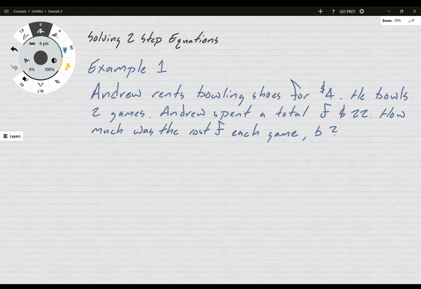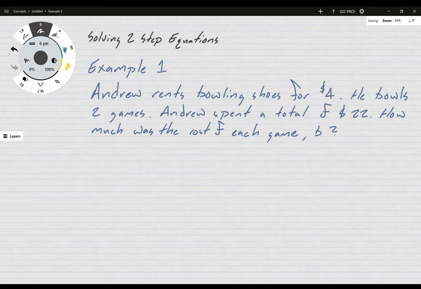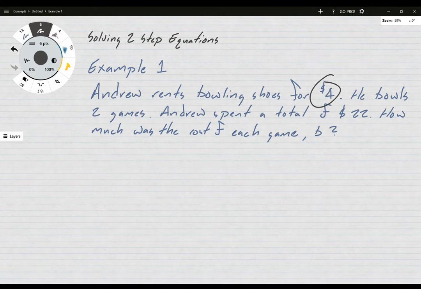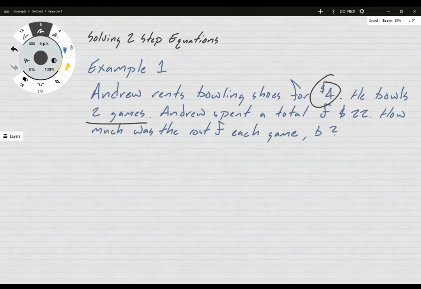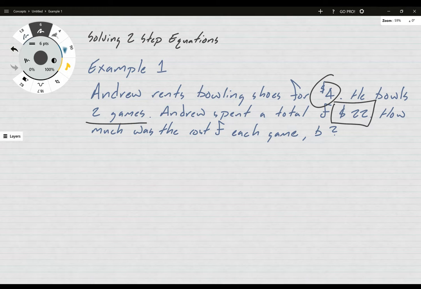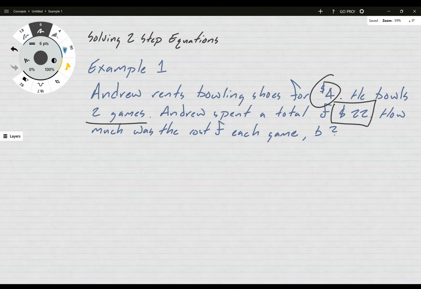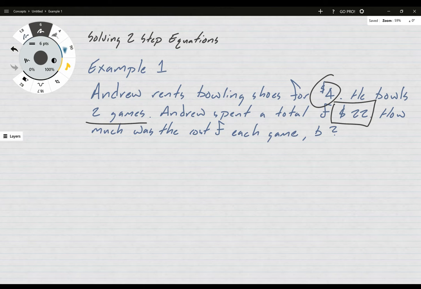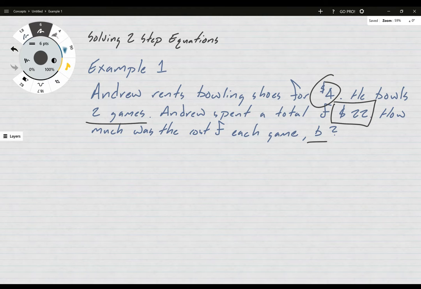We know that to rent shoes costs $4. We also know that he bowled 2 games and that he spent a total of $22. But the question is asking us how much does it cost for each game. So I'm going to need to be able to write an equation with the information that was given to us. We also are told that we want to use the variable b to represent the cost of each game.